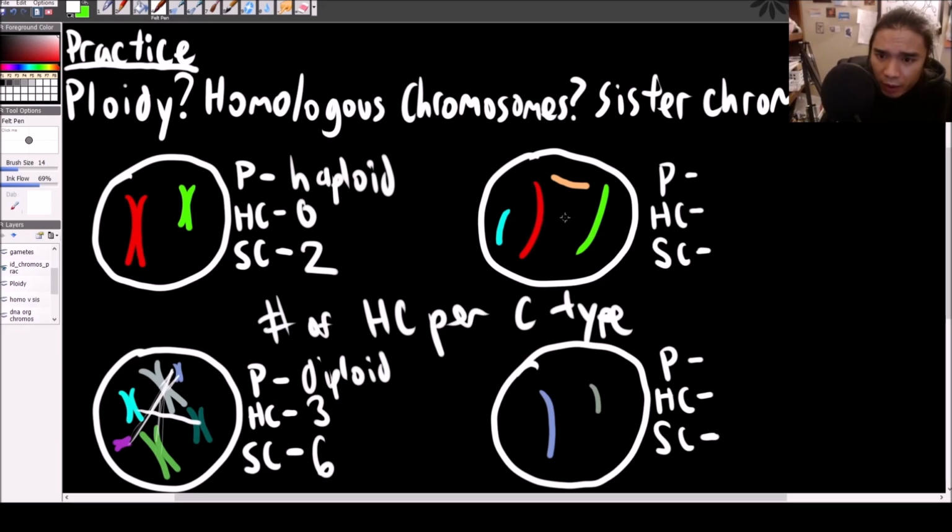These look to be about the same length, and they're different colors. That means that they have the same genes, but they have different alleles. So there are homologous chromosomes present. Here's one over here, and there's one over here, right? If you have a diploid organism, there should always be 2 of each chromosome type. So this is a type of chromosome, right? And there are 2 homologous chromosomes present. It's diploid, there are 2 homologous pairs present, and there were no sister chromatids present. We're looking for that X shape.